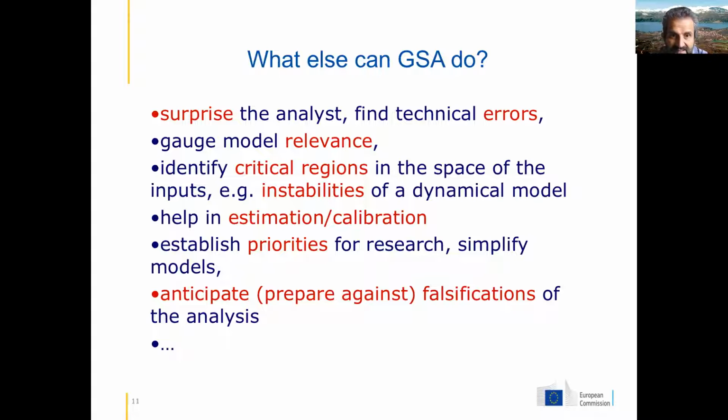It can help identify critical regions in the space of inputs, like, for example, instabilities or violations of the Blanchard-Kahn condition. It can help in estimation and calibration. It can help in establishing priorities for research, in the sense that it measures how much the ignorance on some parameters is more relevant for the precision of your outcomes, and then maybe you want to invest more in getting better information about specific parameters with respect to others.